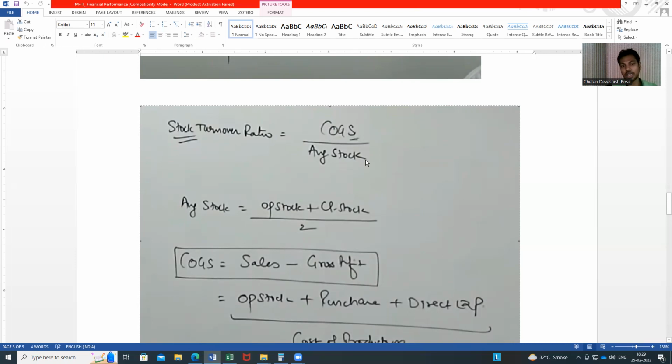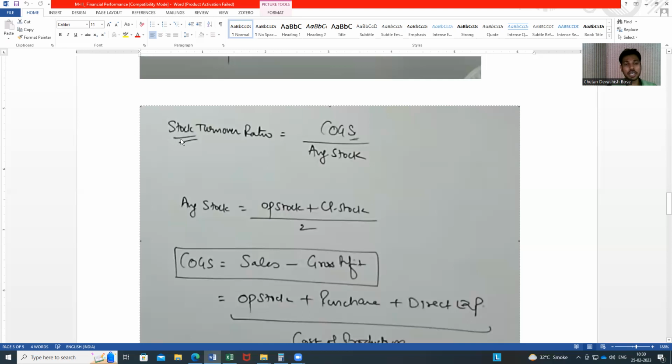One is opening stock and the other one is closing stock. Apart from that, we know that stock can be finished stock, or work in progress stock. We are not going into that because it is not required. But in general terms, अगर मैं generally बात करूं तो there are two types of stock, that is opening stock and closing stock. So I need to take the average.